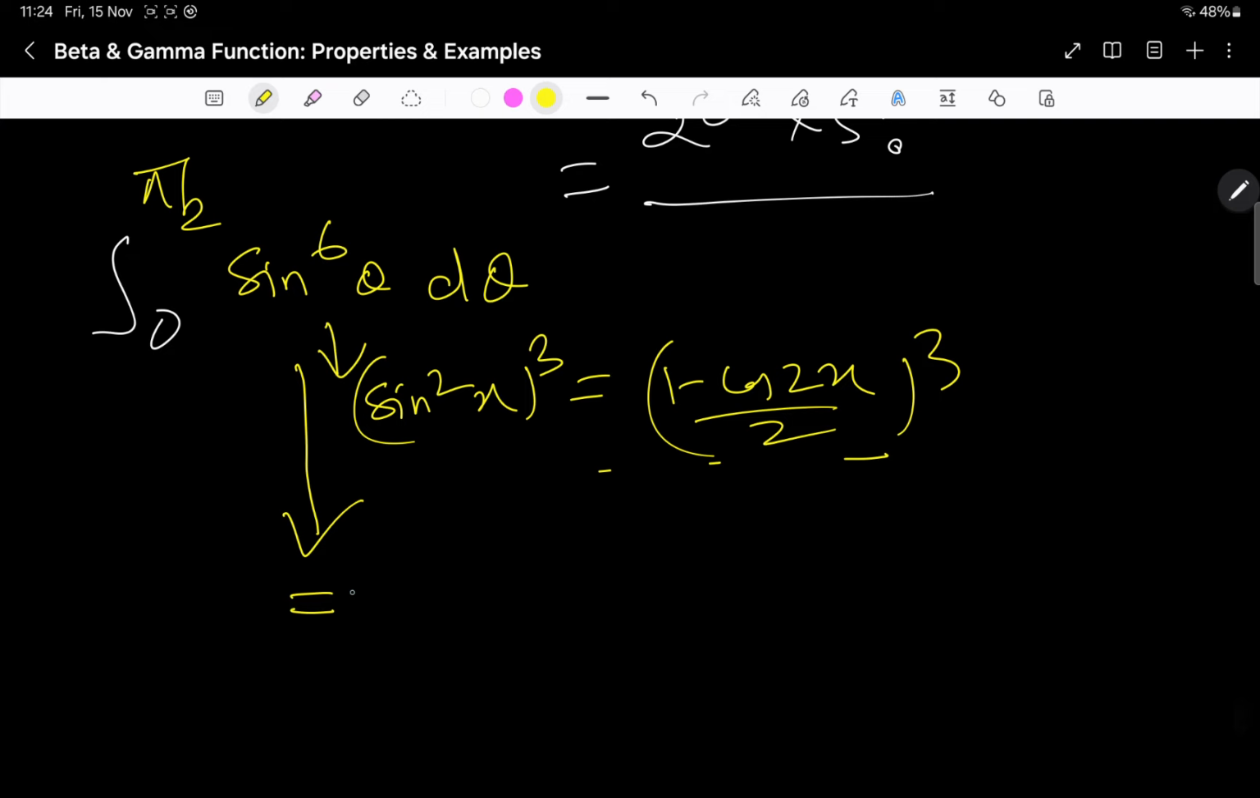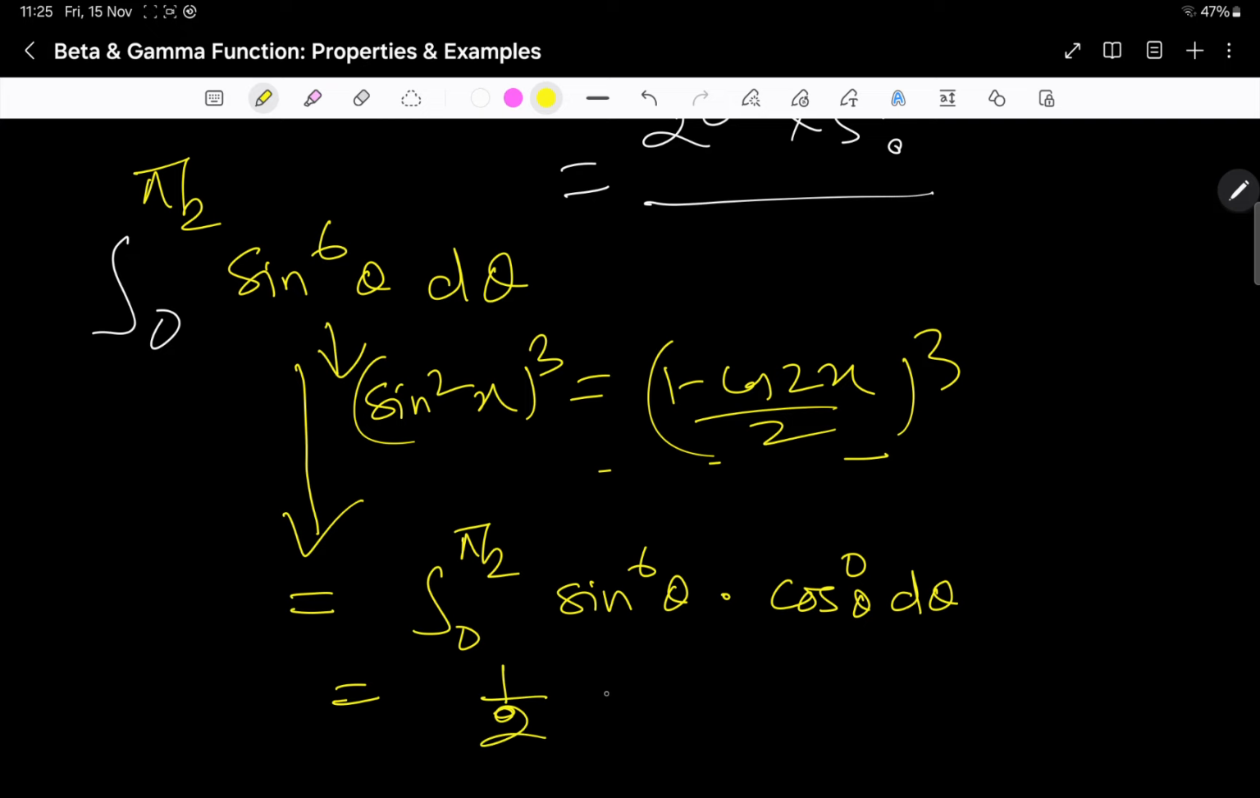So this integral will be equal to the integral from 0 to pi by 2 of sine to the power 6 theta, cos to the power 0 theta. Cos to the power 0 is your 1, is not it? So now you convert it in terms of the beta function. It is half beta of (6 plus 1 by 2, that is 7 by 2), comma, (0 plus 1 by 2, that is half).